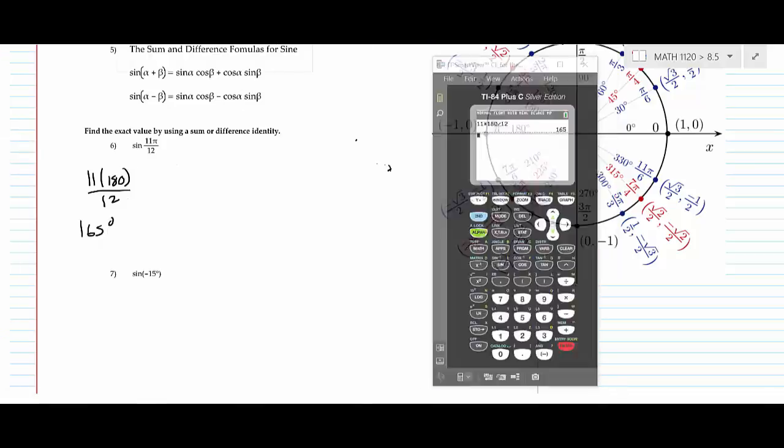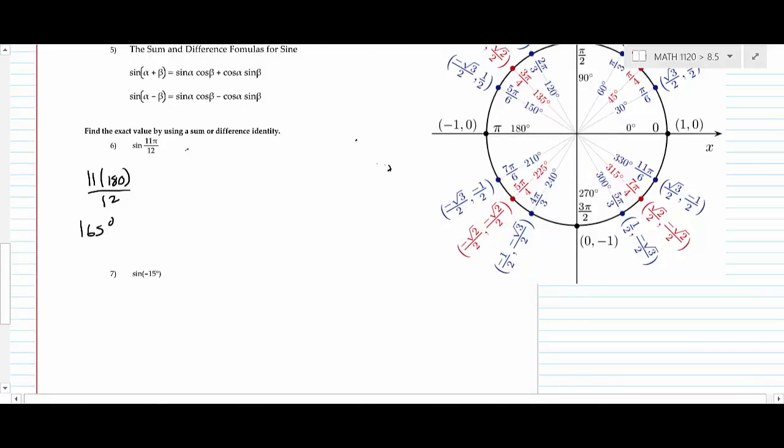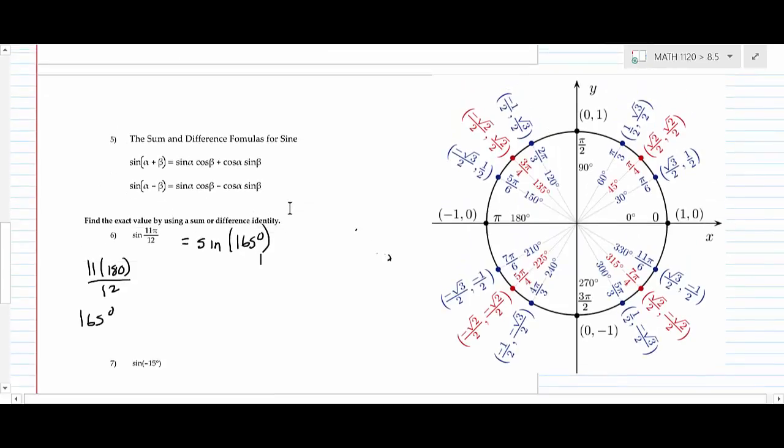All right, so here's what we're going to do. We're going to look at this as the sine of 165 degrees. All you really have to do is look on the unit circle and try to find two angles that either add up to 165 or subtract to 165. Keep it as simple as possible. Here's what I see: 120 and 45. Those add up to 165, right? So find a combination that works.